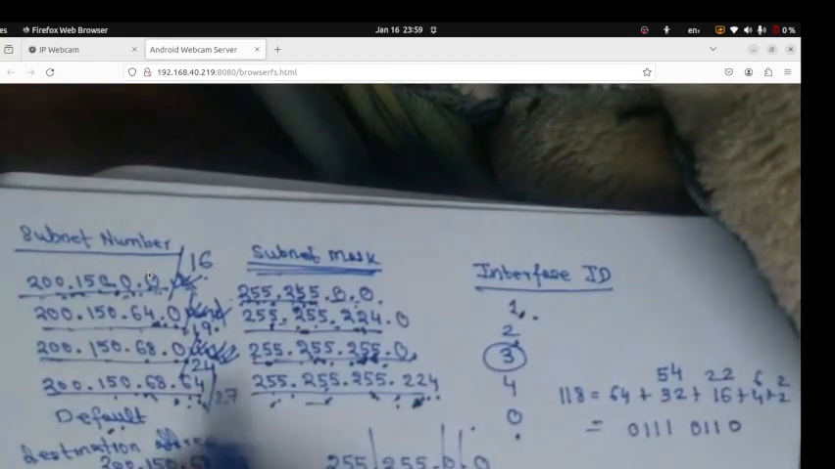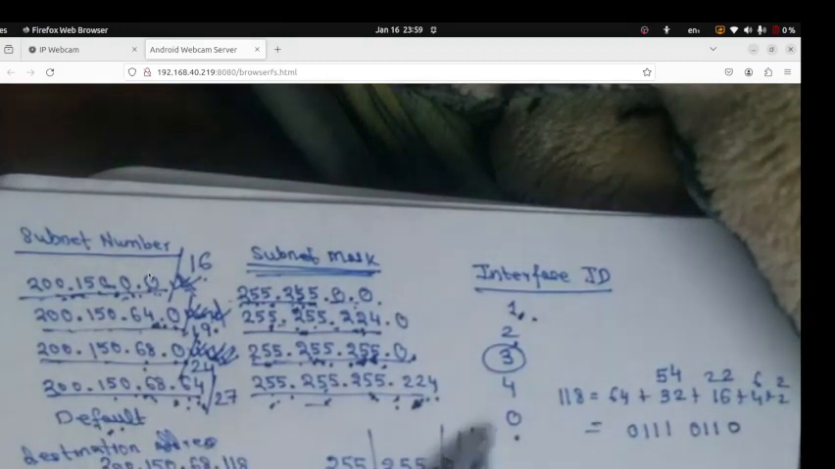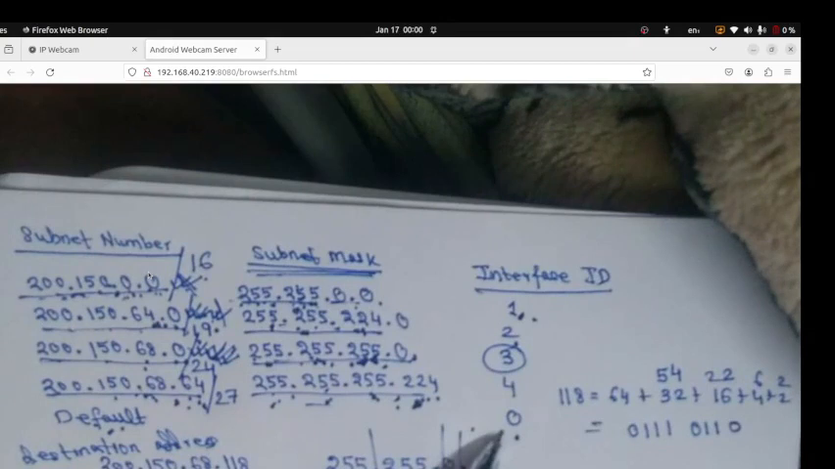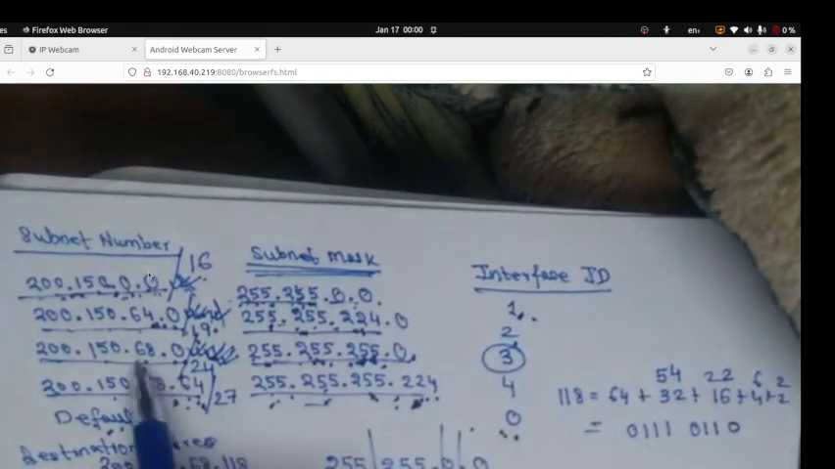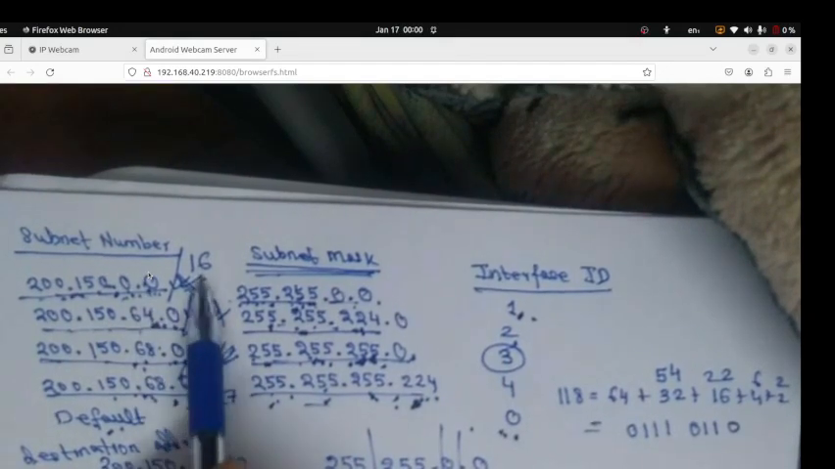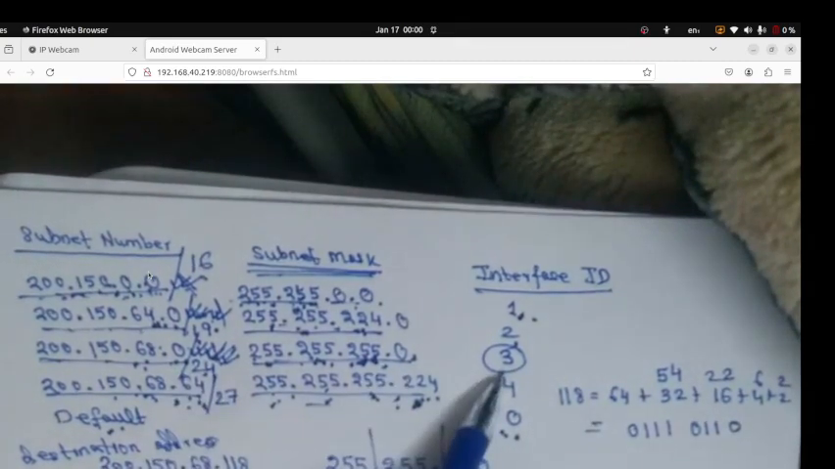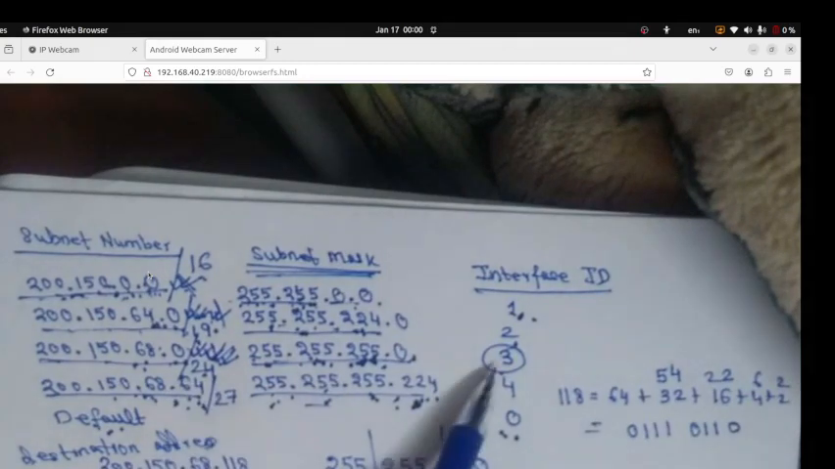And if the network address does not match any of the entries in the table, then by default interface 0 would be chosen in that case. But here it matches with these 3 entries, but among the 3, this is 16 bits long, this is 19 bits, and this is a 24-bit prefix. So we will choose the interface with the longest prefix. So that will be forwarded to interface 3.